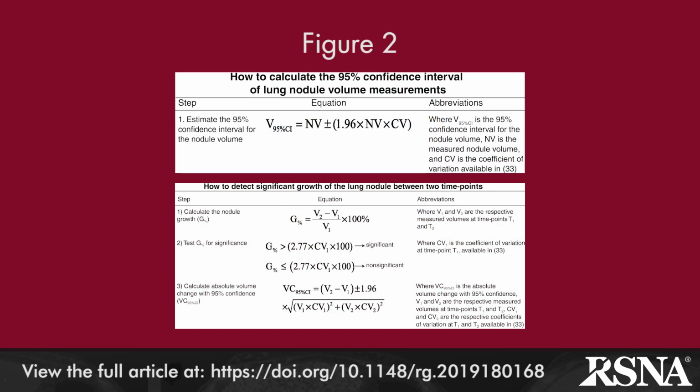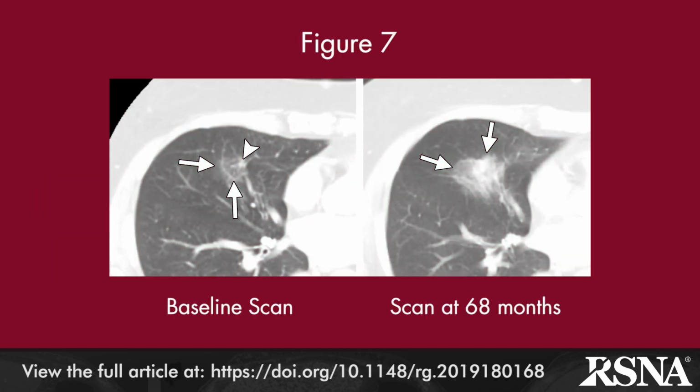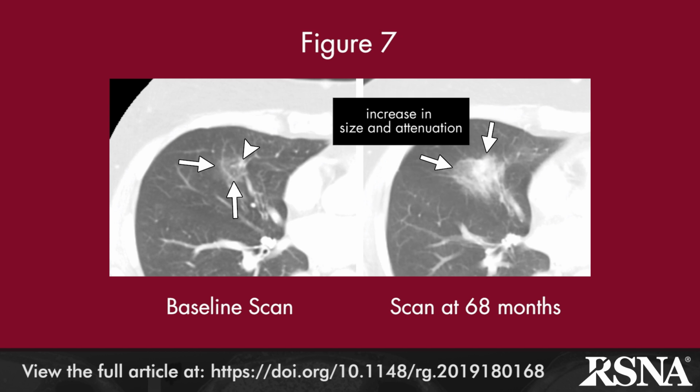Figures 2 and 3 show a protocol proposed by the Quantitative Imaging Biomarkers Alliance, or QIBA, and the link to an online calculator for measuring volume at 2 points in time is provided. The evaluation of subsolid lesions can be difficult, as these lesions, although associated with lipidic malignancy in a majority of cases, tend to grow slowly.